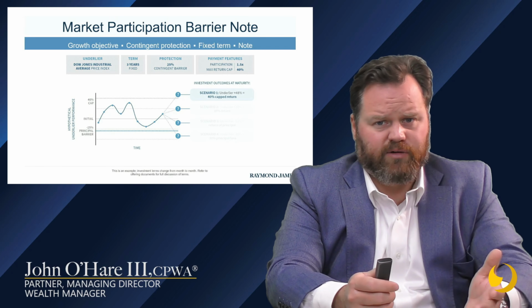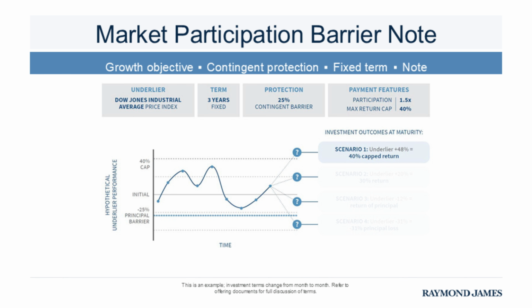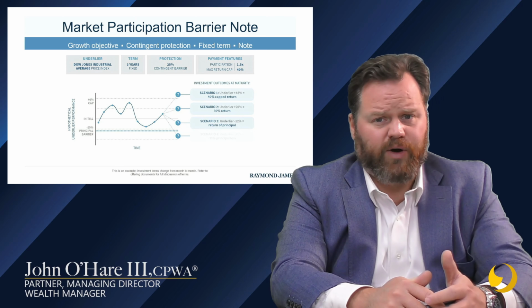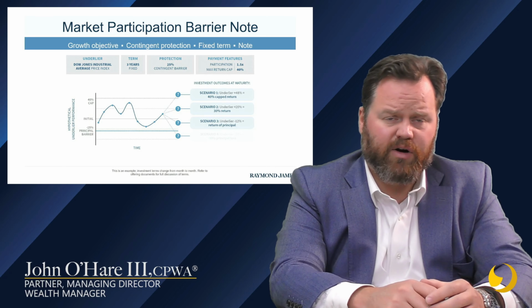What happens from here? Scenario 1, the market shoots up 48%. We cap out at 40, right, as per the cap. Scenario 2, the market goes up 20%. We get 1.5 times, so 20 times 1.5, 30% returns. Scenario 3, the market goes down 12% over that 3-year period. We get full return of principal. So it acts very much like the buffer in that regard.